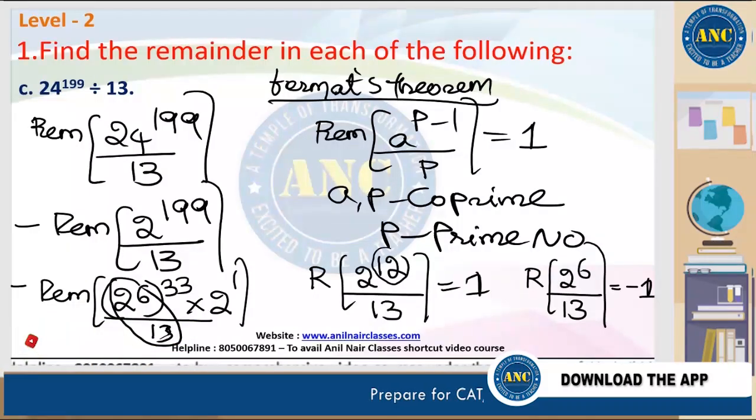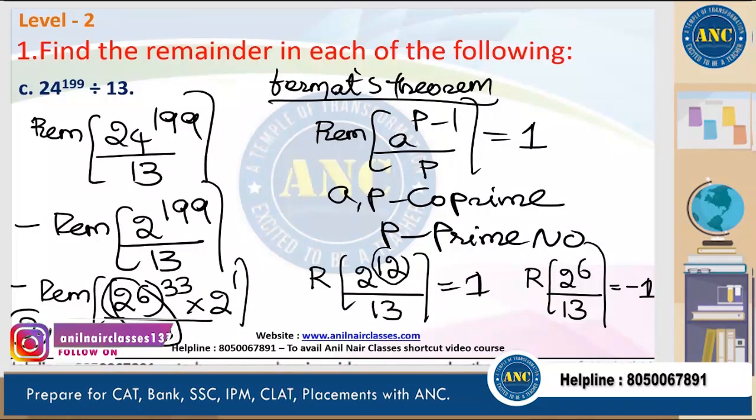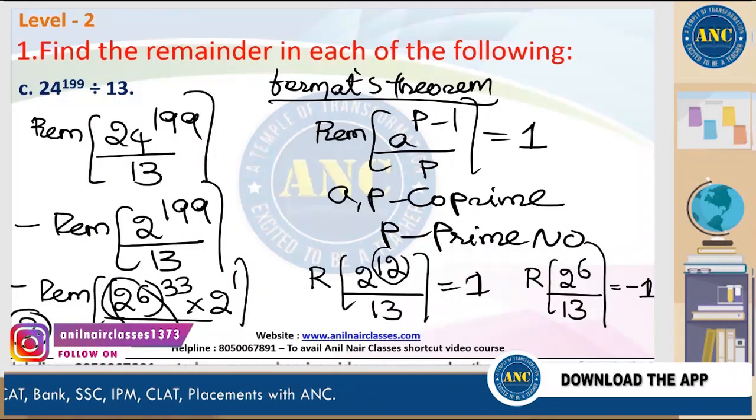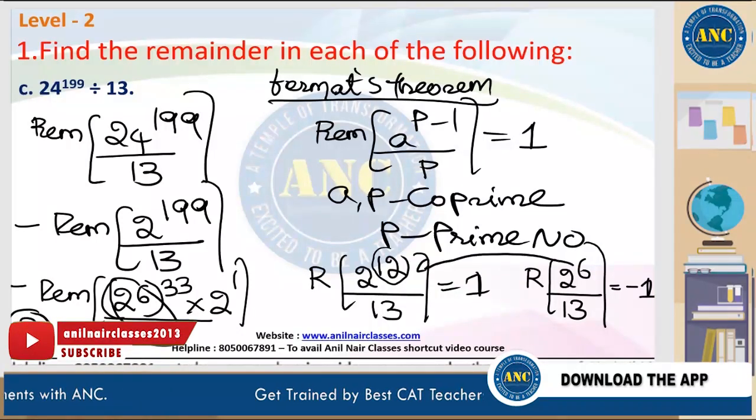13 5s are 65, minus 1. Minus 1 power odd is minus 1. Minus 2 into minus 1, so the answer is nothing but plus 2. Anil sir, how did you take directly 2 power 6?